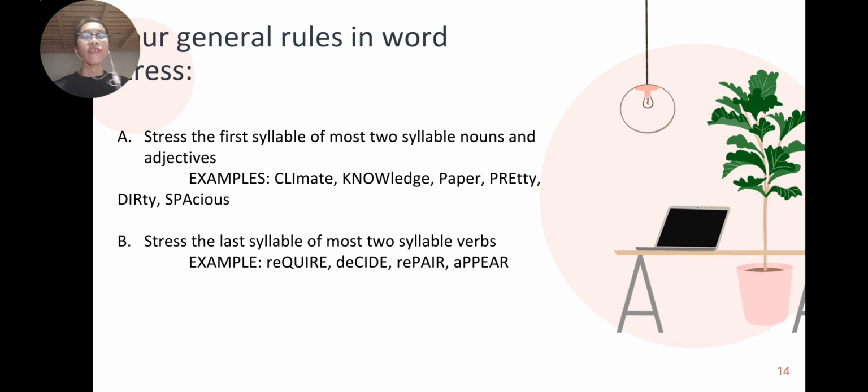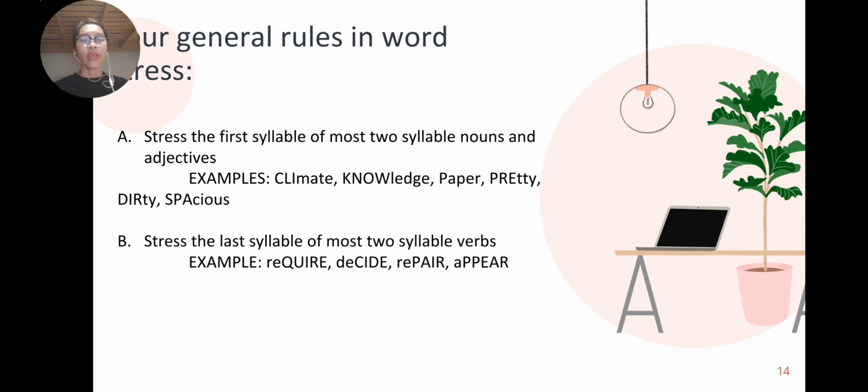Okay. So I have here four basic general rules in word stress. So the first one, letter A, stress the first syllable of most two-syllable nouns and adjectives. We have, for example, the nouns climate and knowledge. So the first syllables of these nouns are cli and kno. So climate, knowledge. And we have the adjectives paper, pretty, dirty, and spacious. That's the first general rule.